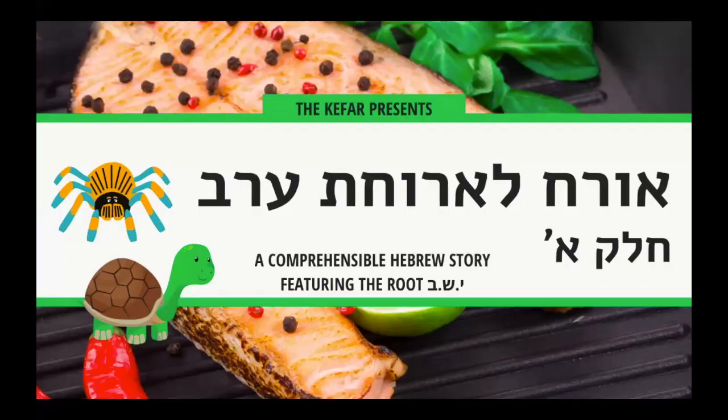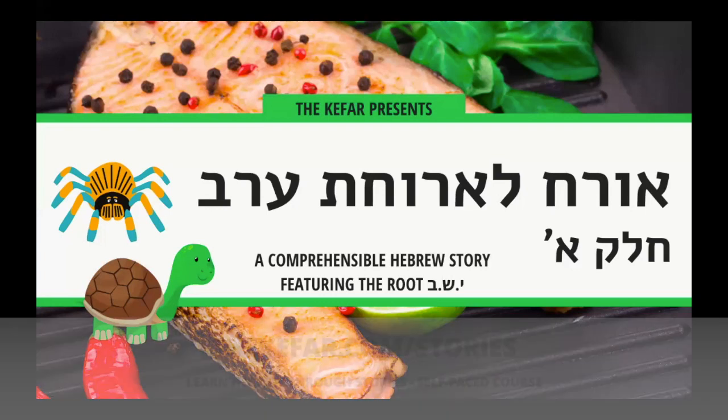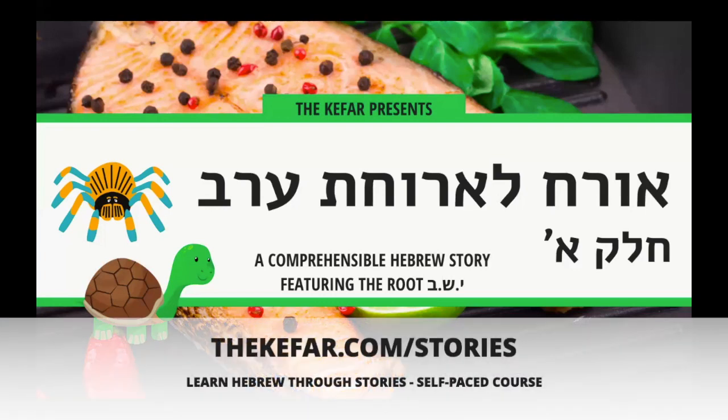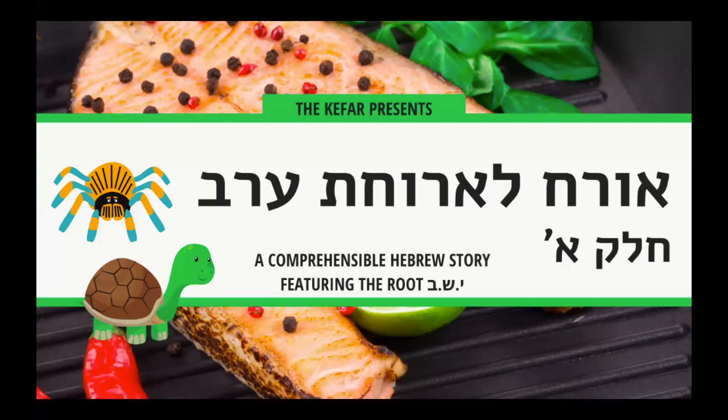And you'll see this root highlighted in story 16 of my Learn Hebrew Through Stories video course. It's called Oreach La'aruchat Erev, which means dinner guest. This is a 2-part story, so this is part 1. You'll see part 2 when we get to lesson number 17. You can click on the video above to learn more about the course, and there's also a link in the video description where you can try the first unit for free.